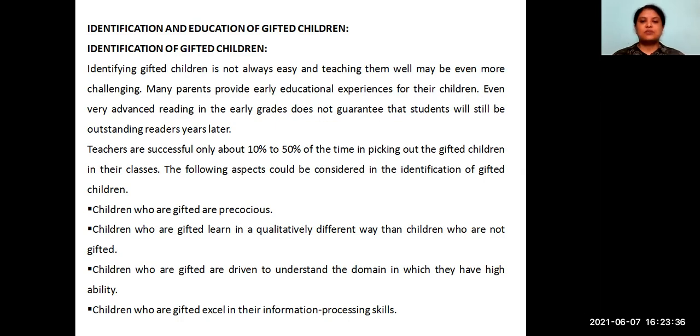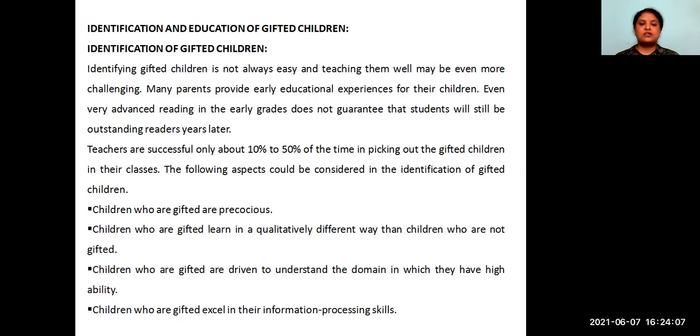The following aspects could be considered in identifying a gifted child. Children who are gifted are precocious. Their development is far ahead of their age compared to normal children. Children who are gifted learn in a qualitatively different way than children who are not gifted. So they pace up really high, and the way they understand things is completely mind blowing compared to normal children.